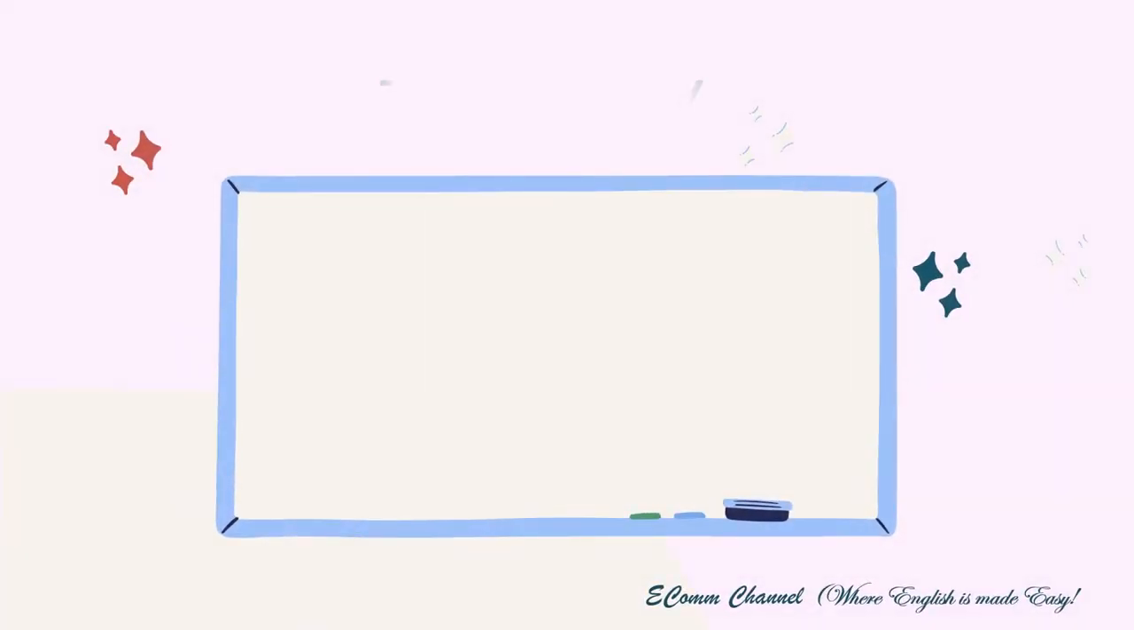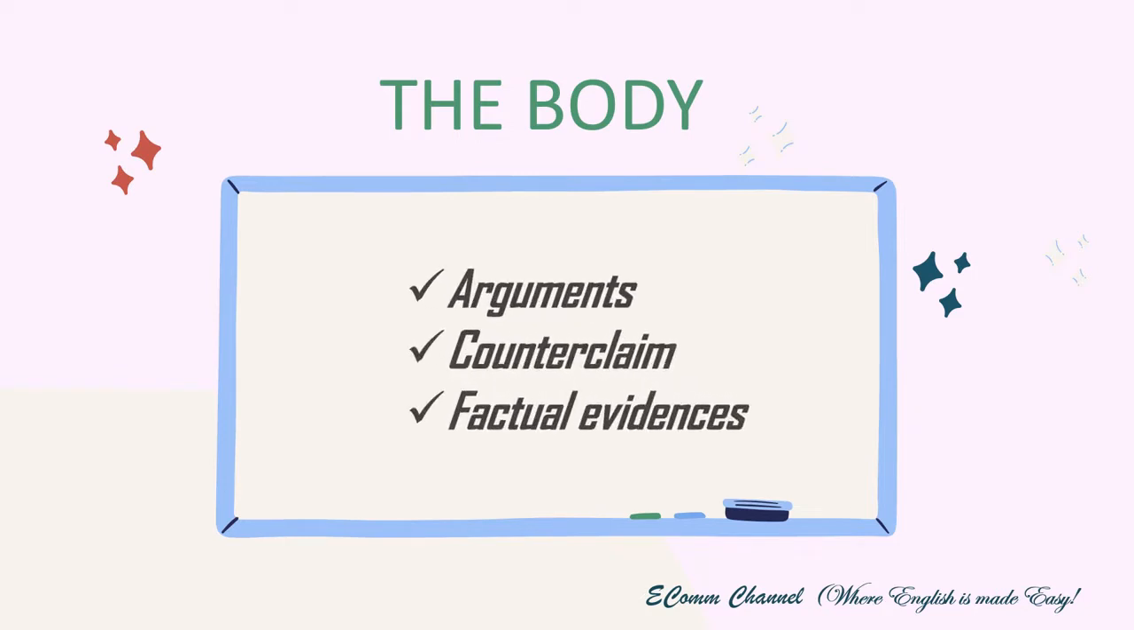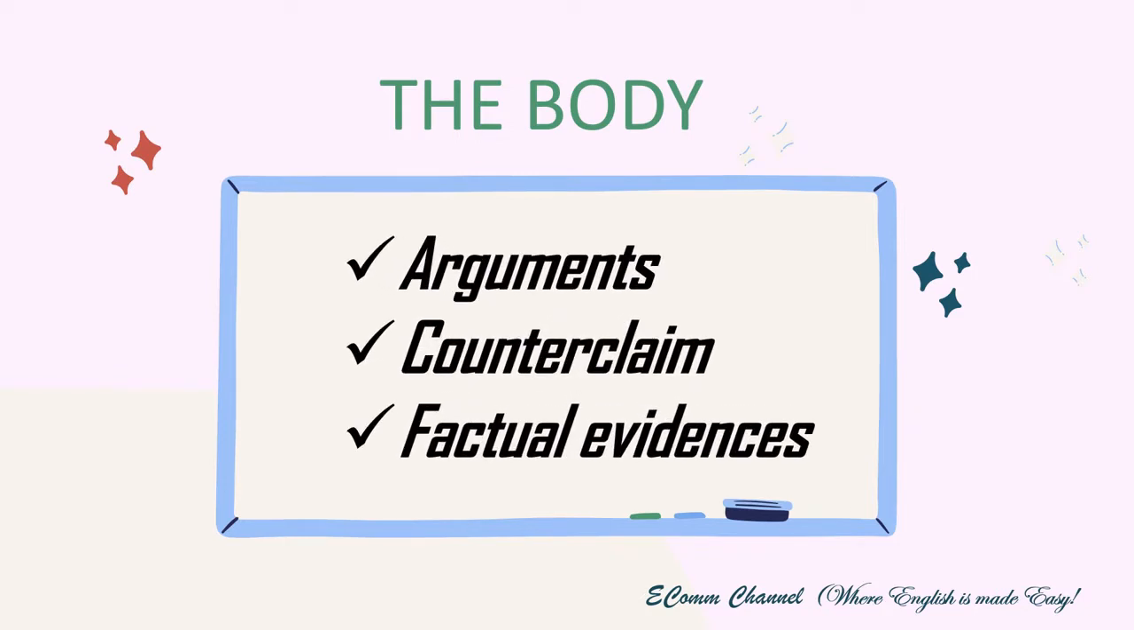Moving on to the next part, we have the body. This is the part that contains the writer's beliefs and opinions, the arguments he or she will make about the issue, which should be supported by factual evidence, and the counterclaim opposing the writer's arguments. This part may contain 2 to 3 or more paragraphs. And here is an example paragraph.